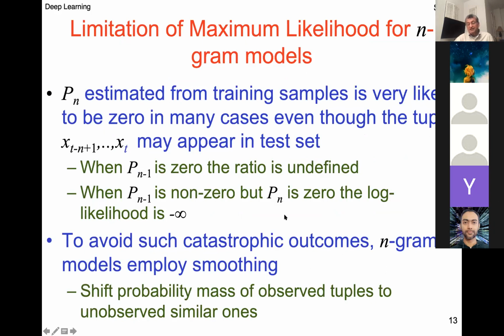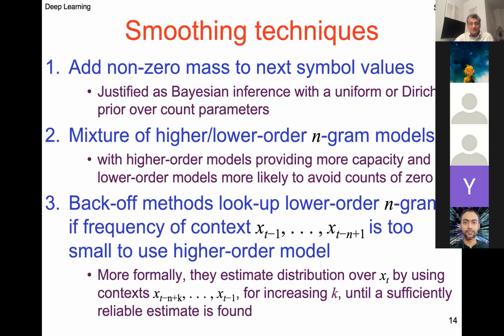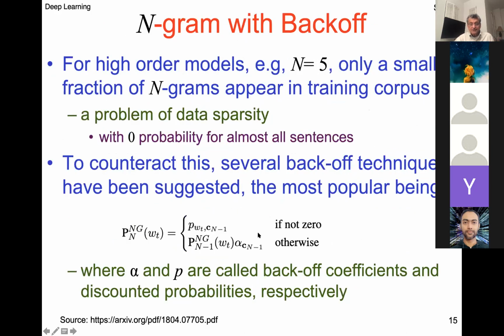So n-grams are not free of trouble, because many of the sequences you're interested in are not occurring at all. So that's zero. Smoothing techniques add non-zero mass to next symbol values, or use a mixture of higher and lower order n-gram models, or back off methods. Look up lower order n-grams if frequency is too small. So there are all these clever techniques. And there's something called n-gram with back off, which defines these n-gram probabilities in some way. Back off coefficients alpha and p come into play. All right, so there is more to this.